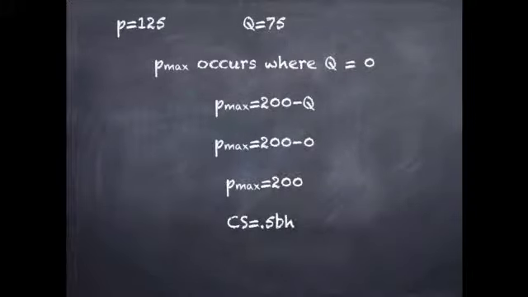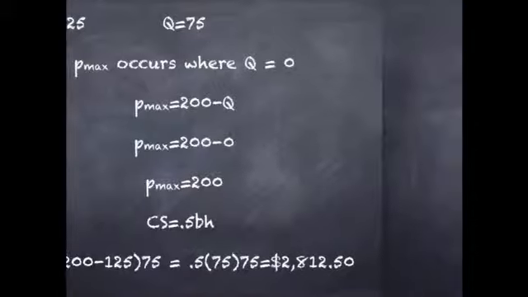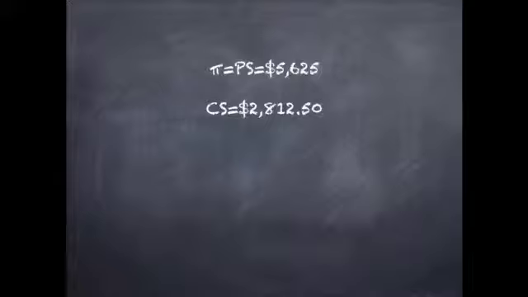Now we want to calculate what consumer surplus is equal to. So we know what price and quantity are equal to, and again, we know the price maximum has not changed. So the consumer surplus is going to be equal to 1/2 base times the height. The base is going to be equal to 75, and the height is going to be equal to 200 minus 125, which is 75. We multiply that through, and we get a consumer surplus of $2,812.50.